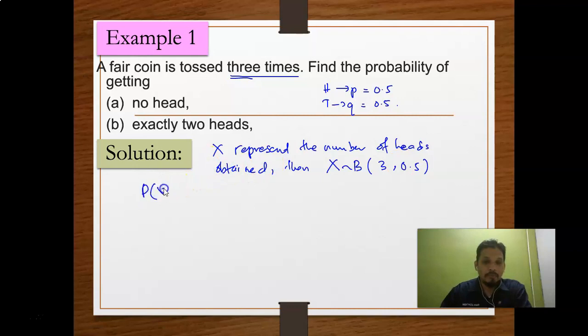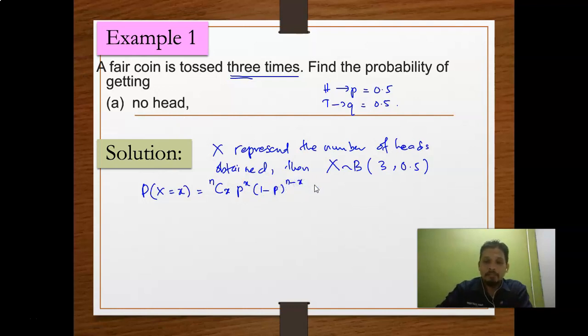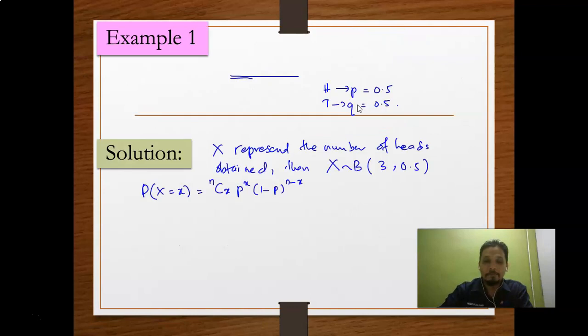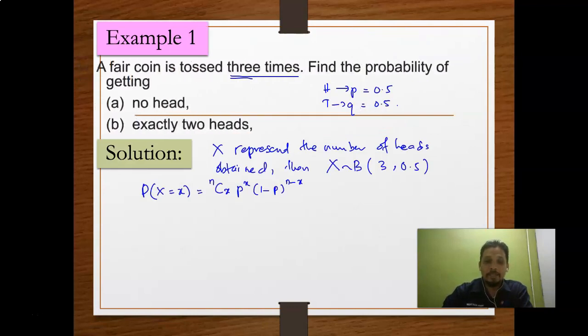Then the probability of X equal to x is nCx, p to the power of x, and q, where q is 1 minus p, to the power of n minus x. Please refer to the previous notes. So P(X = x) = nCx p^x q^(n-x). Now let's recall p is 0.5 and q is 0.5.